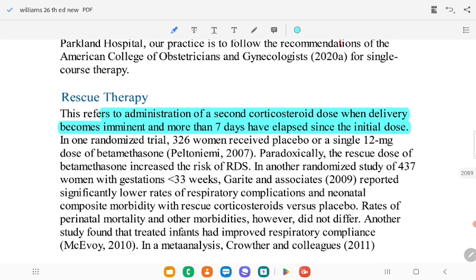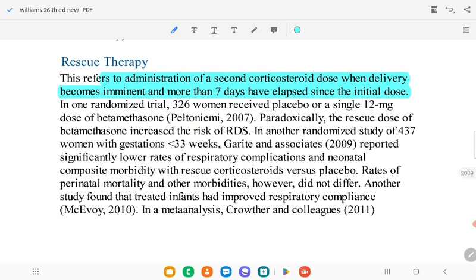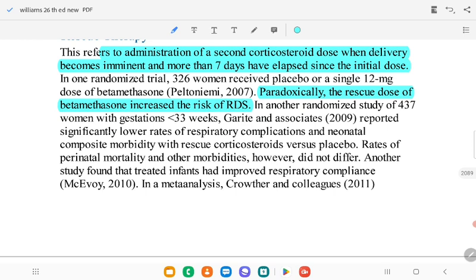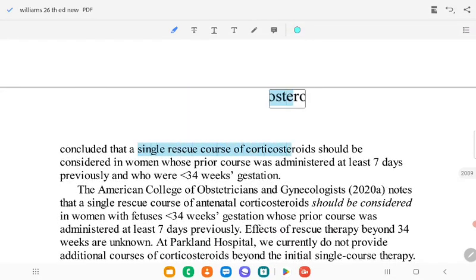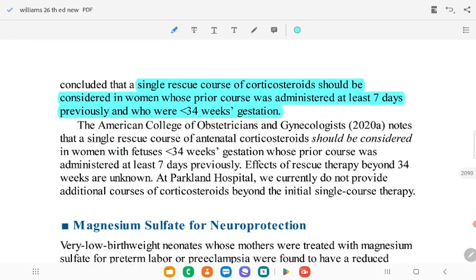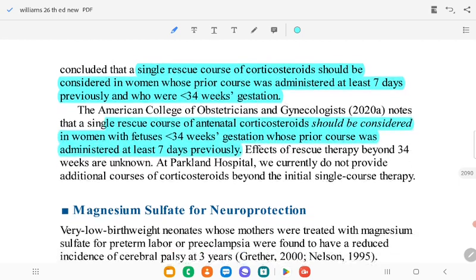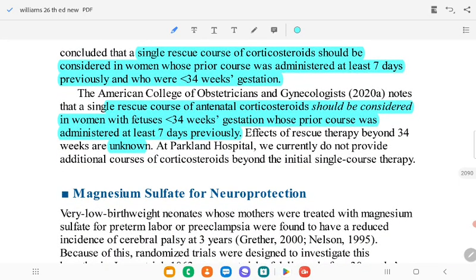In one randomized trial, 320 women received placebo or a single rescue dose of betamethasone. In another randomized trial, there was a significantly lower rate of respiratory complications and composite outcome versus placebo, and perinatal mortality improved. A single rescue course should be considered in women less than 34 weeks gestation whose prior course was administered at least 7 days previously. ACOG notes that a single rescue course of antenatal steroids should be considered in women with fetuses less than 34 weeks whose prior course was at least 7 days previously. The effect of rescue therapy beyond 34 weeks is unknown. No advice.